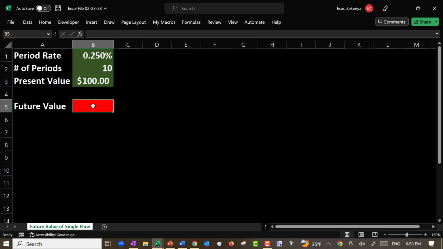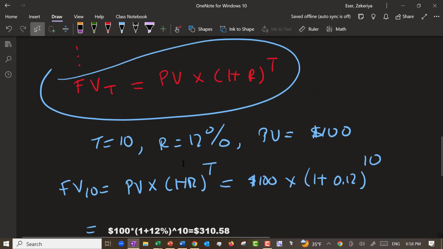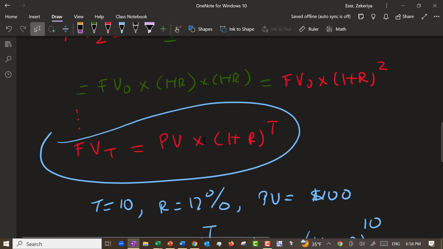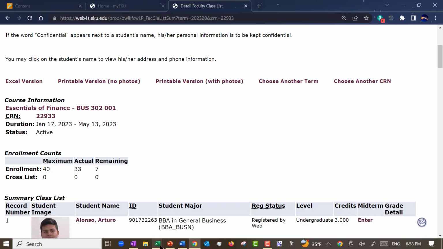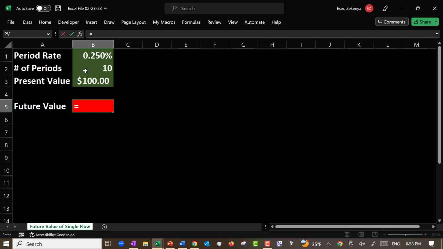In this case, I'm going to enter a formula. In Excel, all formulas start with the equal sign. Okay, let's remember our formula for future value. Present value times 1 plus r raised to the power t. Where is my present value? Right here. Instead of $100, it throws a B3 over there. That B3 is called a reference. It's referring to a certain place in the spreadsheet.